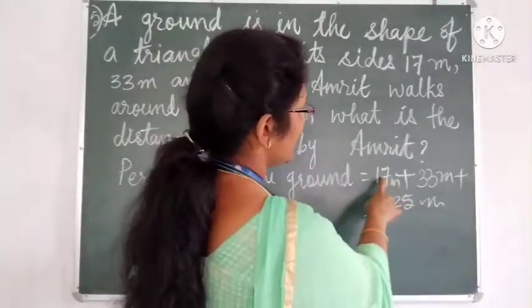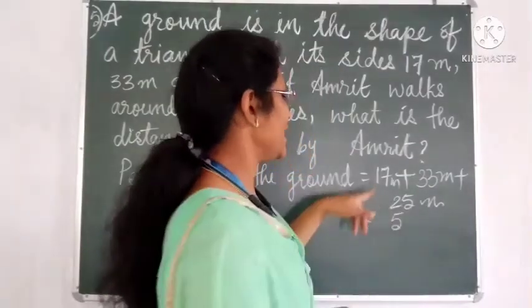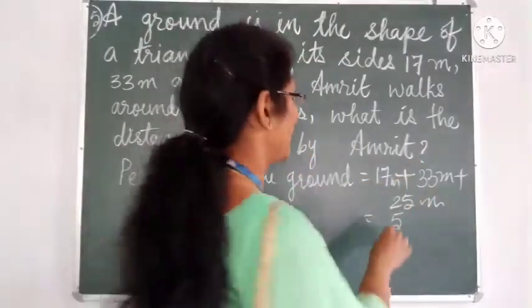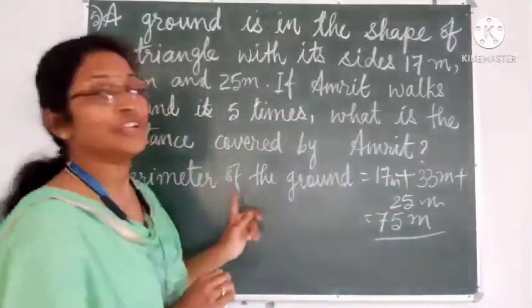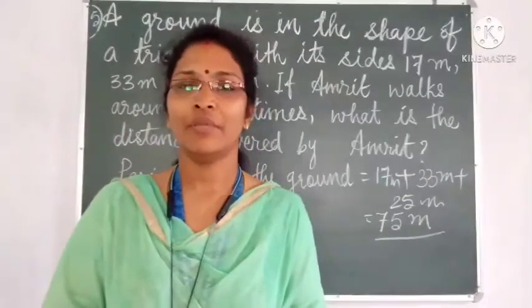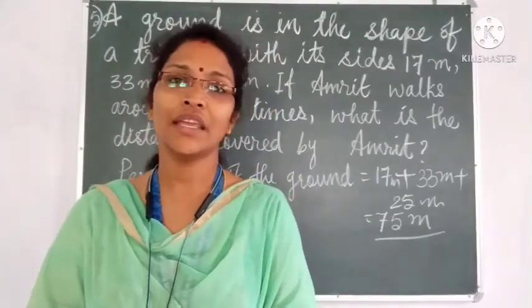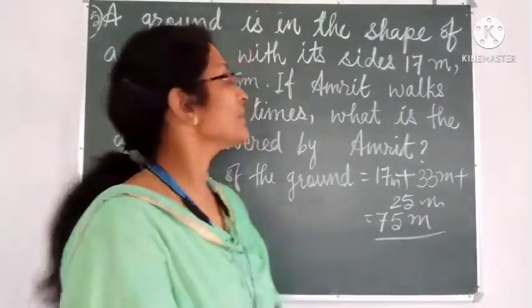So we will get 7 plus 3, 10, plus 5, 15, and 1 carry. 1 plus 1, 2, 2 plus 2, 4, plus 3, 7. 75 meters is the perimeter of the ground. It means when he covers the ground once, he will walk 75 meters.